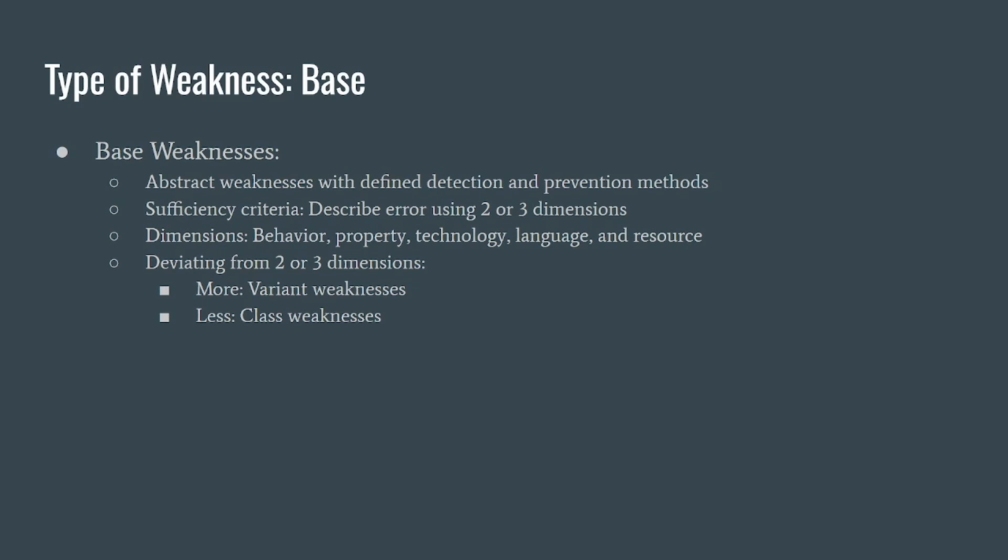The type of weakness of CWE 1189 is a base weakness. Base weaknesses are weaknesses that, while abstract in nature, have still been sufficiently defined to infer methods of detection and prevention. Sufficiency for the base class requires either two or three dimensions to describe the error out of these categories: behavior, property, technology, language, and resource. Using more or less than two or three changes base to variant or class weaknesses instead.